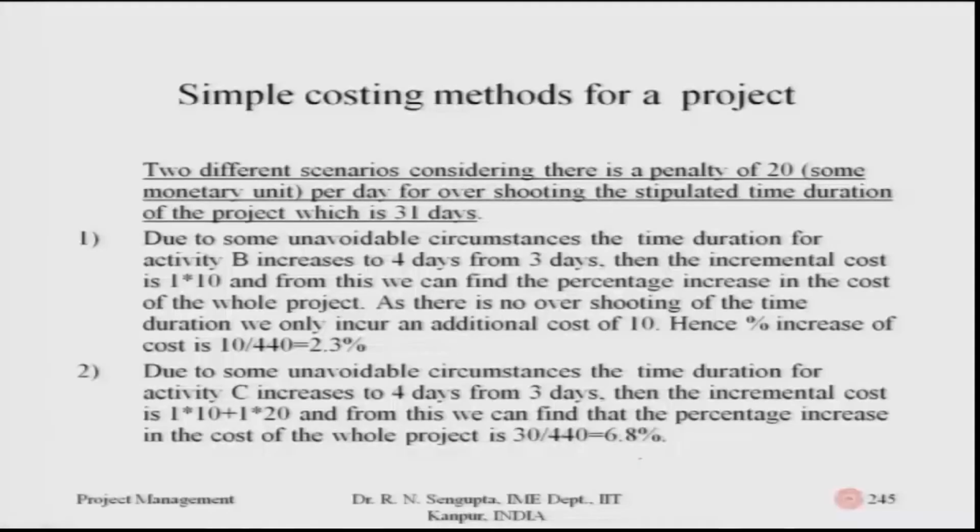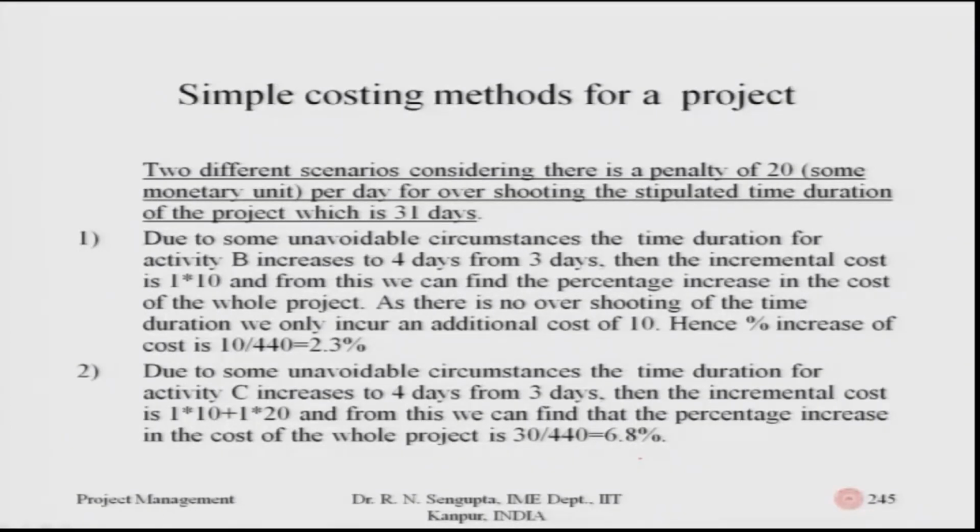So, two different scenarios, considering there is a penalty of 20, some monetary unit, whatever is required, for overshooting the stipulated time duration of the project, which is 31 days. Due to some unavoidable circumstances, let us consider the time duration for activity B increases from 3 days to 4 days.